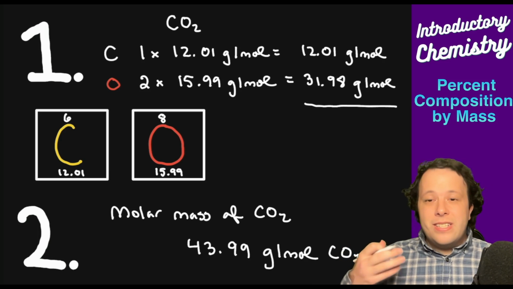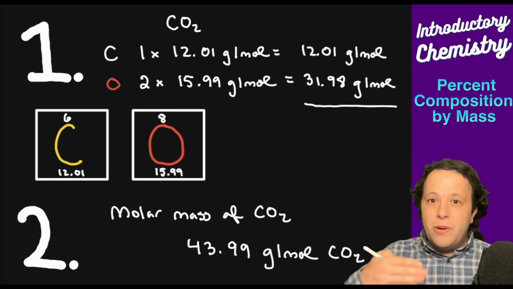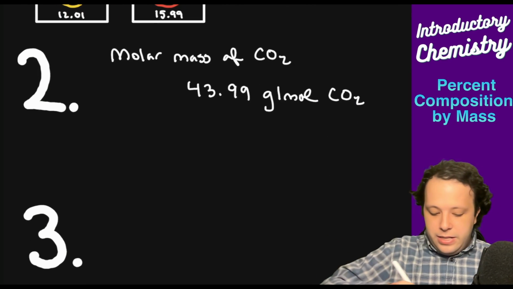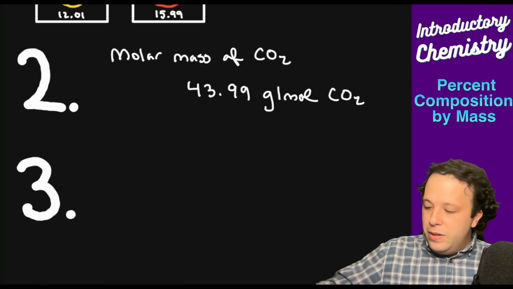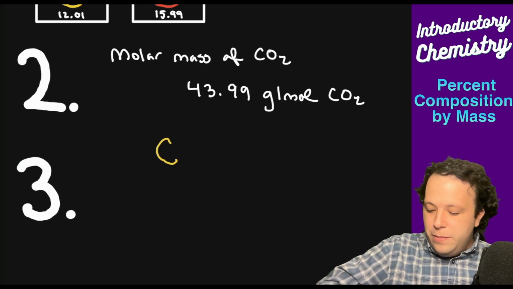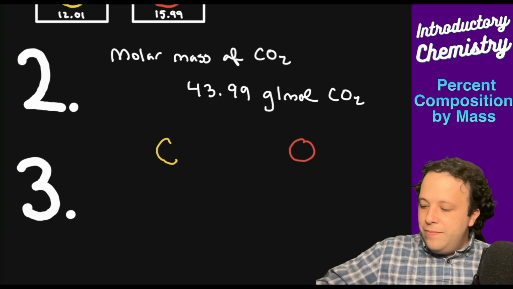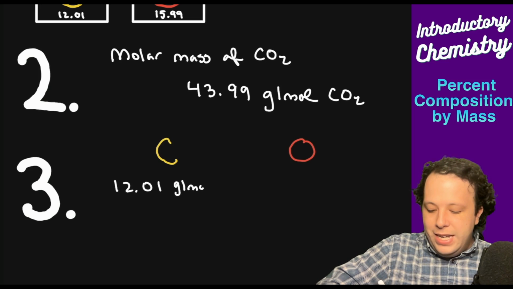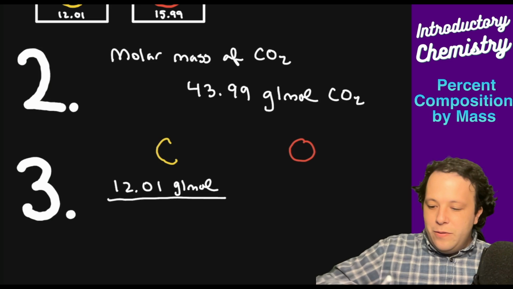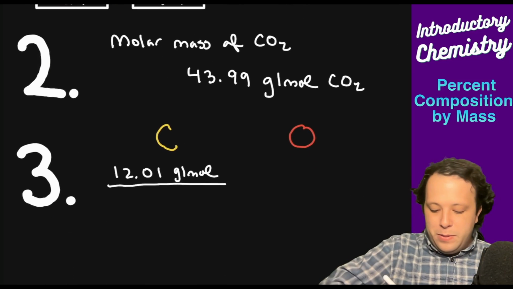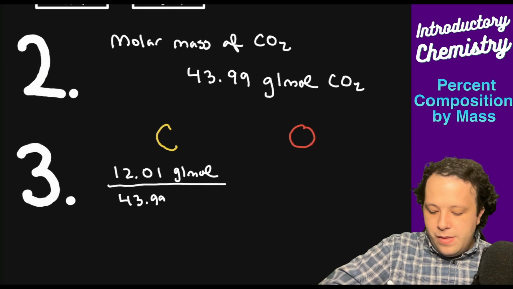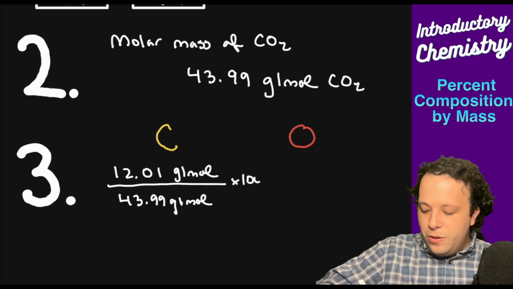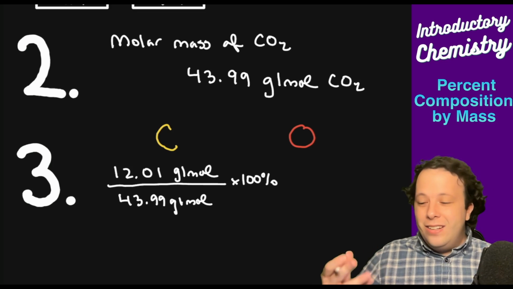Our third step is just taking all those values and plugging them into our formula. Let's first do carbon. Let's write down our elements: we have carbon and we have oxygen. Carbon had 12.01 grams per mole in CO2, and all that was over 43.99 grams per mole. Now we're going to multiply this by 100% in order to get our percentage of carbon within our sample.